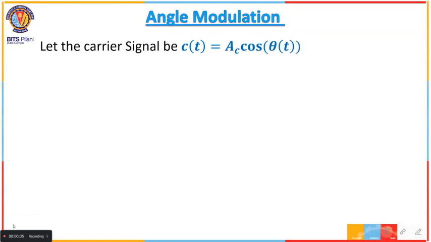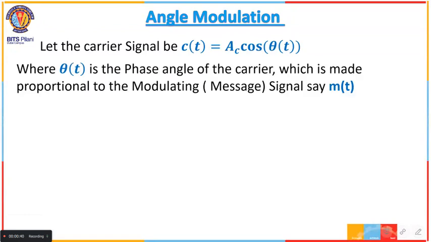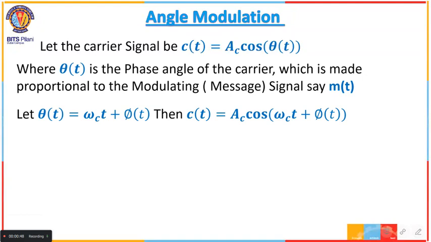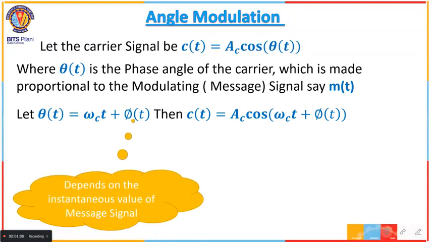Now see here, let theta be the phase angle of a carrier which is made proportional to the modulating, that is message signal m of t. So let theta of t be equal to omega ct plus phi of t. So what is omega c? Omega c is the angular frequency of the carrier, right? Now substitute the same thing in equation 1. What you get is c of t is equal to Ac cos of omega ct plus phi of t.